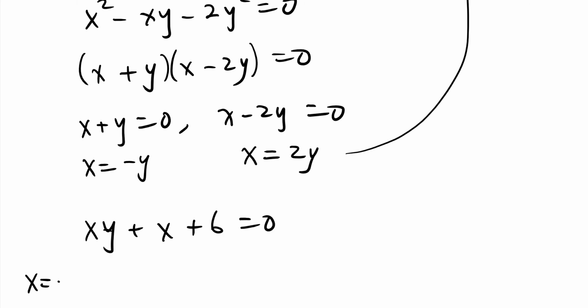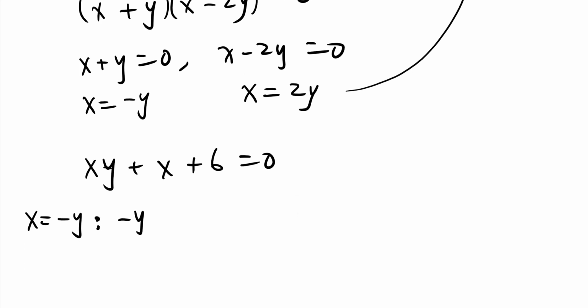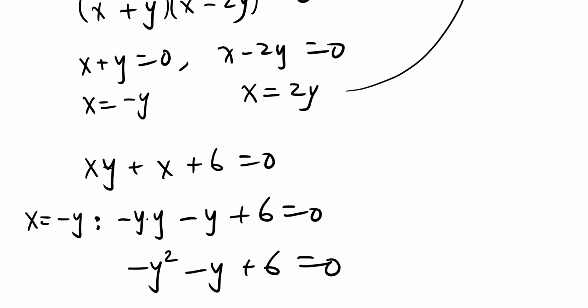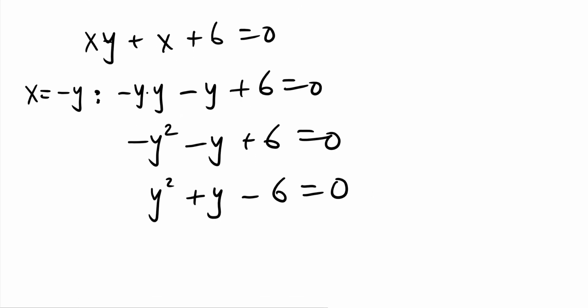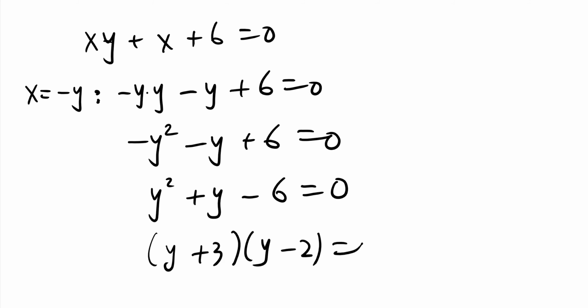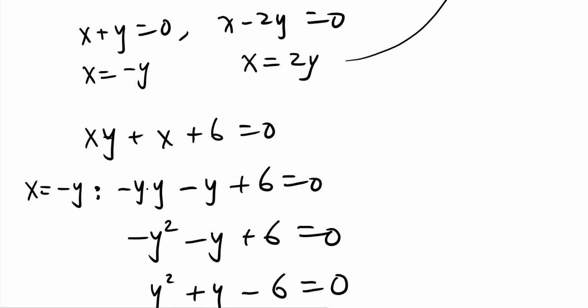So try the first one, x equals negative y. Then replace x with negative y: negative y times y minus y plus 6 equals 0. Negative y squared minus y plus 6 equals 0. We can multiply everything by negative, so y squared plus y minus 6 equals 0. Now it's easier to factor this: (y plus 3)(y minus 2) equals 0. So y equals negative 3 and y equals 2. Okay, we got that taken care of. That's x equals negative y.